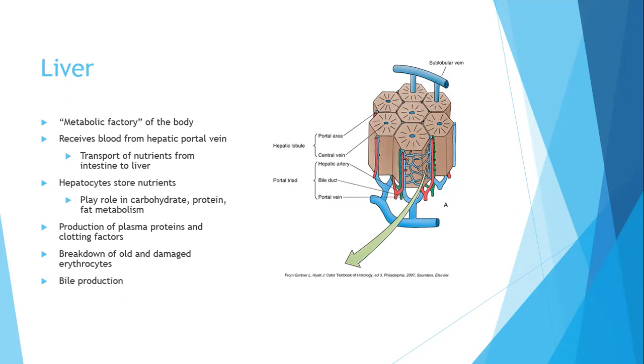The liver also plays a role in the production of plasma proteins and clotting factors. Really important. It also plays a role in the breakdown of old and damaged erythrocytes, and it produces bile as a byproduct of its function. But bile also is part of our digestive process. So the liver has its hand in almost every part of what's going on: the metabolism of nutrients, and the metabolism of medications. A lot of medications get processed in the liver before they go out to have their effect in the body. So the liver is really important.